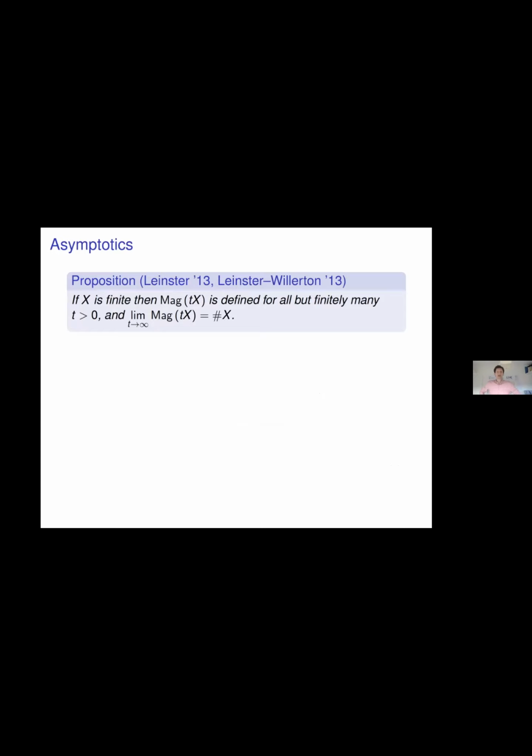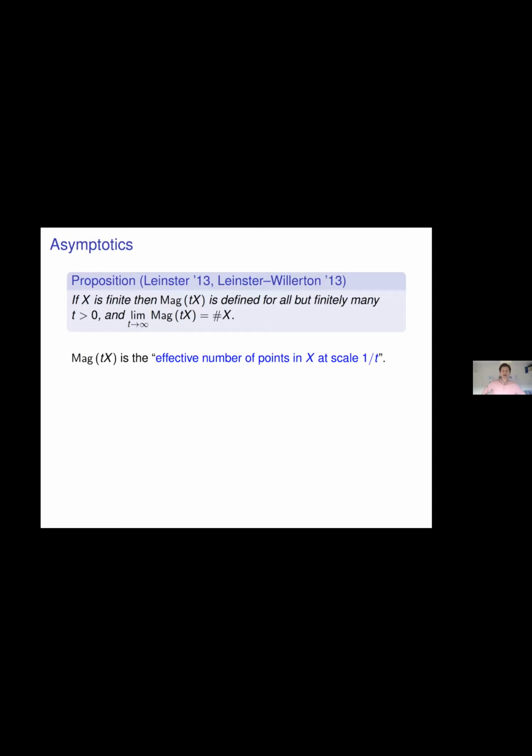Before I get into generalizations, let me say a bit about the asymptotics of the magnitude function, which is one of the main things that I'm going to be interested in. So for the moment, let's just look at if X is a finite metric space. This magnitude might not be defined, as I said, because a weight measure might or might not exist. But for a finite space, at least you can show that this will be defined for all but finitely many rescalings. And furthermore, if we scale up the space, then in the limit, the magnitude tells you what the number of points is.